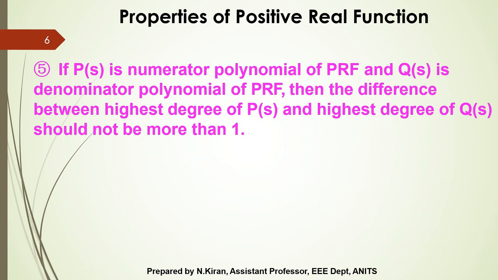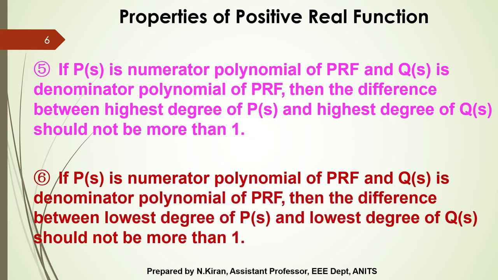The next property: if p(s) is the numerator polynomial and q(s) is the denominator polynomial of a positive real function, then the difference between the highest degree of the numerator polynomial and the highest degree of the denominator polynomial should not exceed 1. The same rule is for the lowest degree also. The difference between the lowest degree of the numerator polynomial and the lowest degree of the denominator polynomial should not be more than 1. So these are the properties of a positive real function.